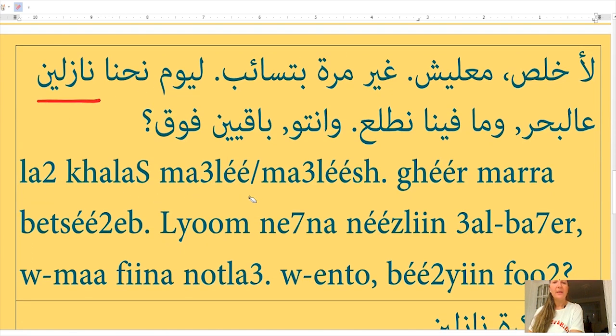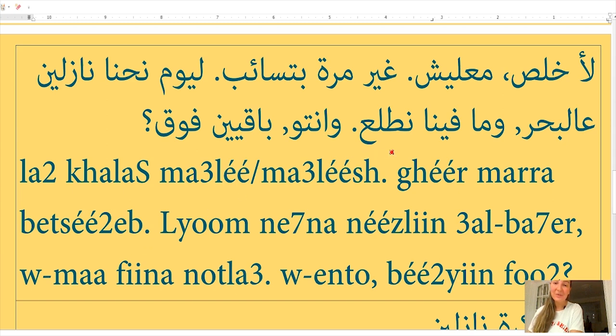لا خلاص ما عليه or ما عليش. لا means no. خلاص on its own usually means enough. But in this context, it doesn't mean enough. It's like the person again is thinking about something and saying, you know what? No. That's what it means. You know what? No, I don't want to go. So لا خلاص ما عليه. ما عليه means it's okay. معليش also means it's okay. They both mean exactly the same thing. There's no difference in the meanings. لا خلاص معليش. No, it's okay. Or you know what? No, that's okay.